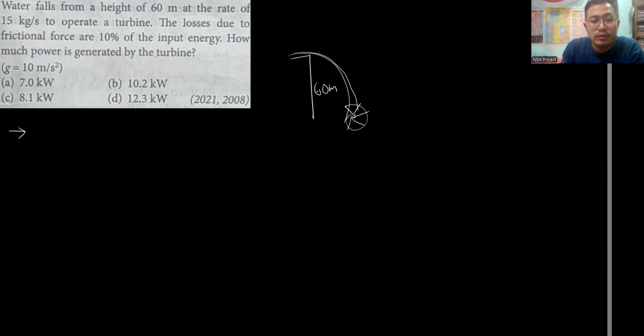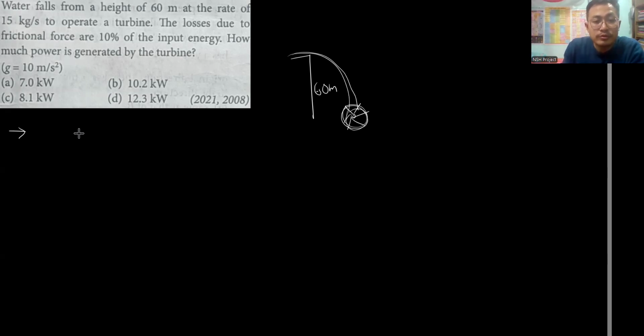Water falls from a height of 60 meter at the rate of 15 kilogram per second to operate a turbine. The losses due to frictional force are 10% of the input energy. How much power is generated by the turbine? So let us solve it. Water falls from a height of 60 meters and flows onto the turbine, which makes the turbine rotate, at the rate of 15 kg per second.